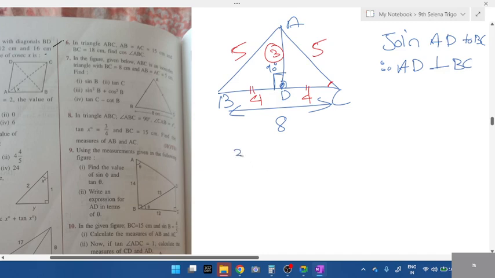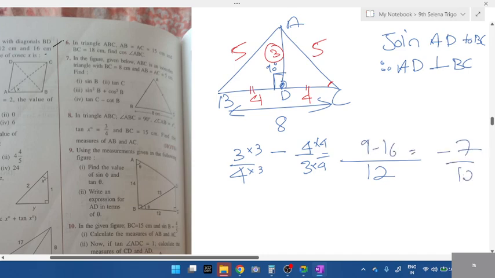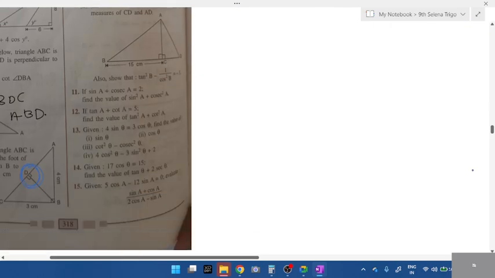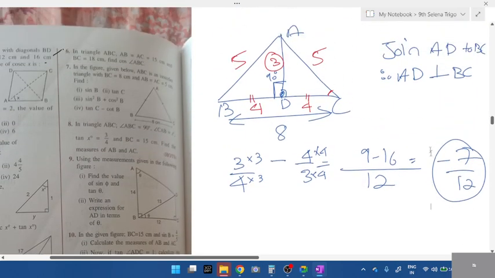Tan C is perpendicular by hypotenuse. Minus what is cot? 4 by 3. LCM is 12. Multiply into 3 and you multiply into 4. 9 minus 7, right? Or minus 7 by 12. Good. Very good. Minus 7 by 12.